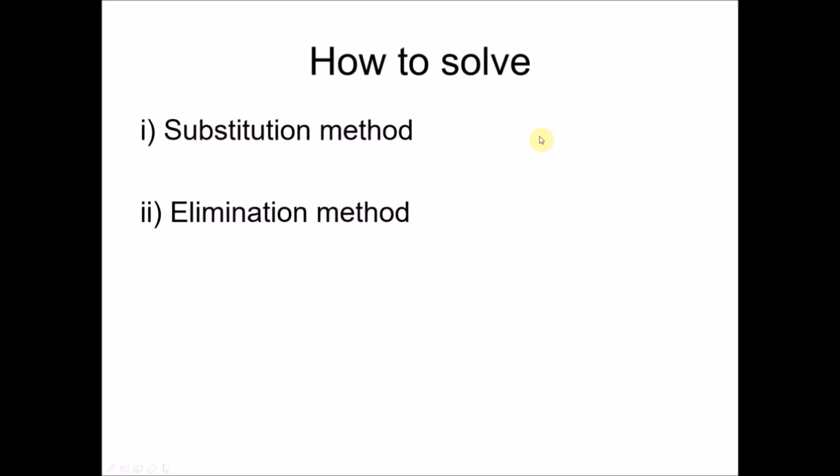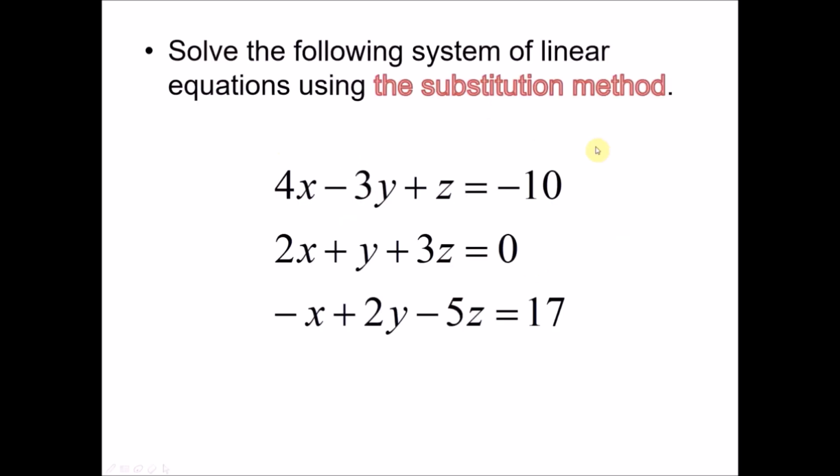Now we're done with the concept part. We now try to learn how to solve when you are given a system of linear equations in three variables. So there are two methods. First is the substitution method. The second is the elimination method. So we try to look at the first method. We solve the following system by using the substitution method.